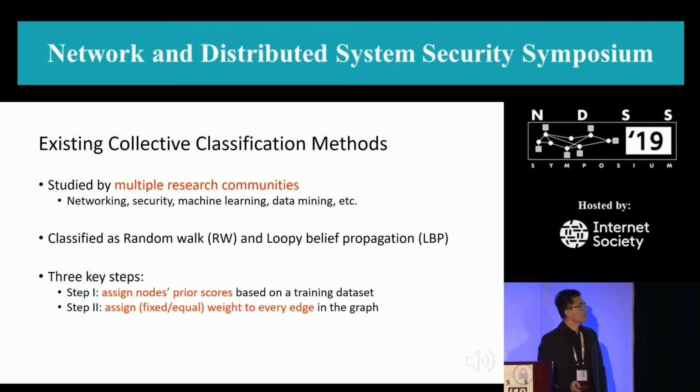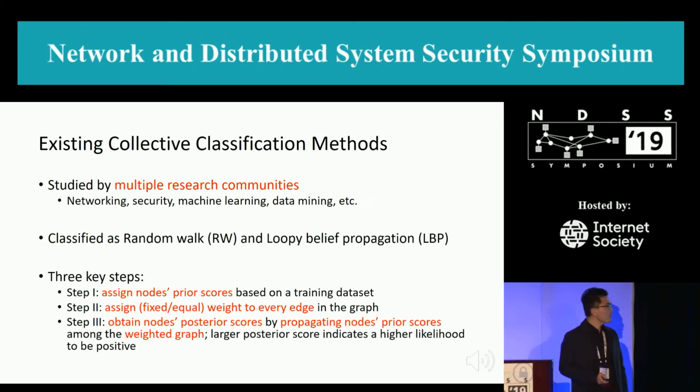Then they assign weights, which can be fixed or equal for every edge in the graph. Then they obtain the nodes' posterior scores by propagating the prior scores over the weighted graph. A larger posterior score indicates that the node has a higher likelihood of being positive. Different collective classification methods use different steps.